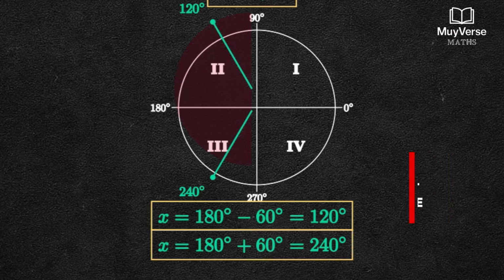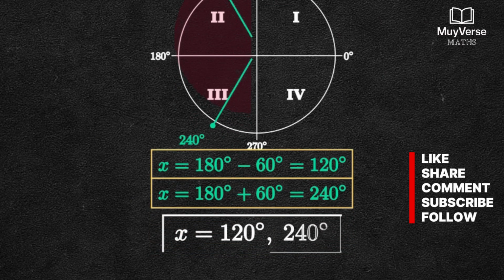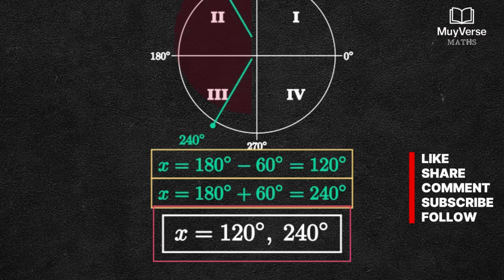Step 5. State the solution set on the interval from 0 degrees inclusive to 360 degrees exclusive. The solutions are 120 degrees and 240 degrees.